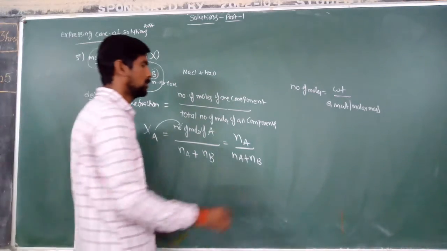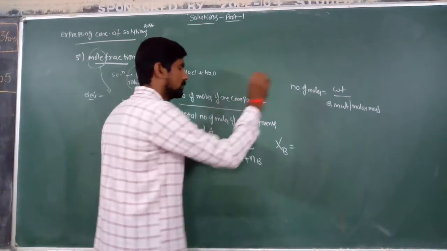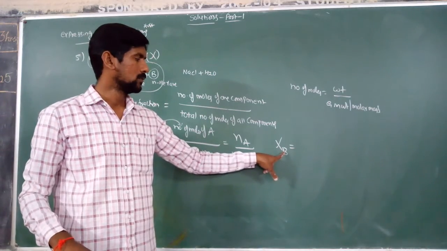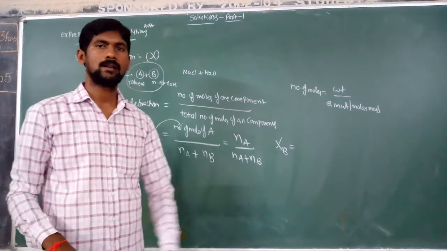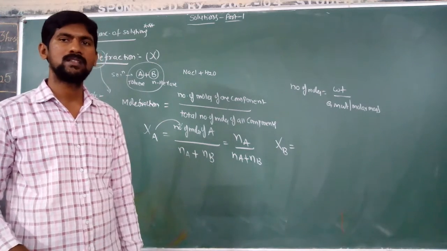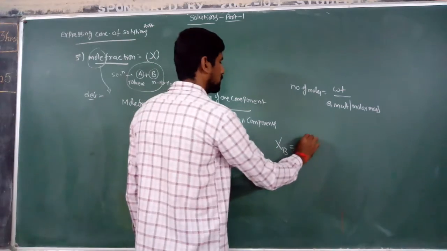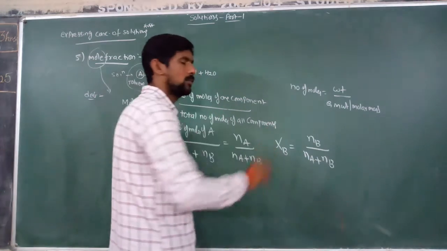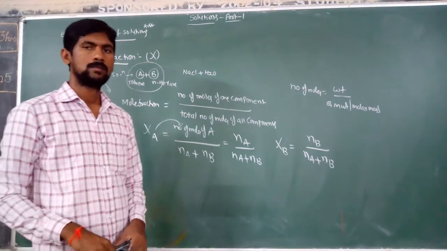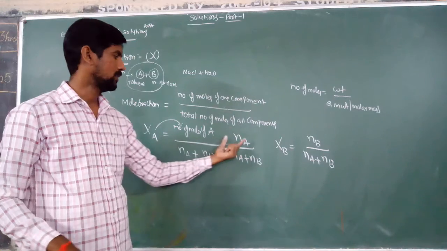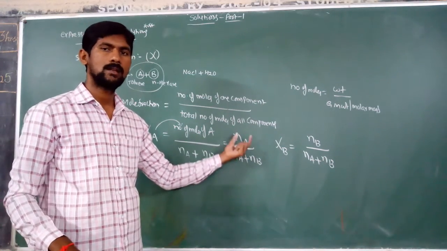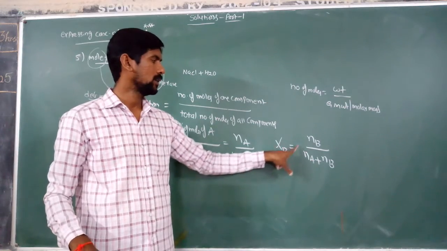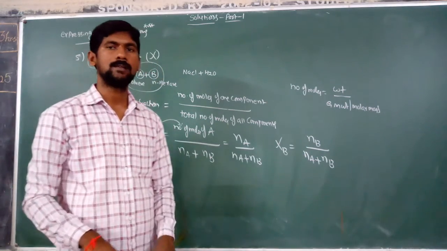Very similarly, what is the mole fraction of B? We have to find out the mole fraction of B. So number of moles of B is directly taken in the numerator. So number of moles of B by number of moles of A plus number of moles of B. So the mole fraction of A is Na by Na plus Nb, where number of moles is weight by gram molecular weight. The mole fraction of B is Nb by Na plus Nb.